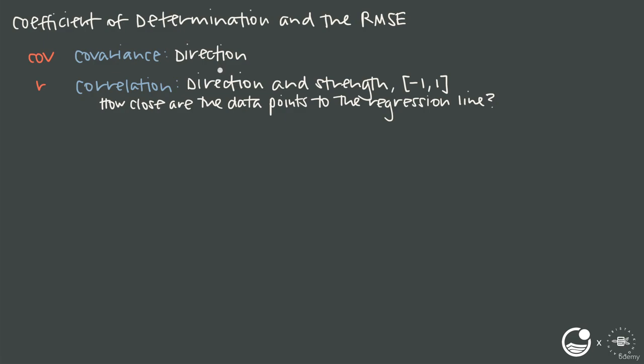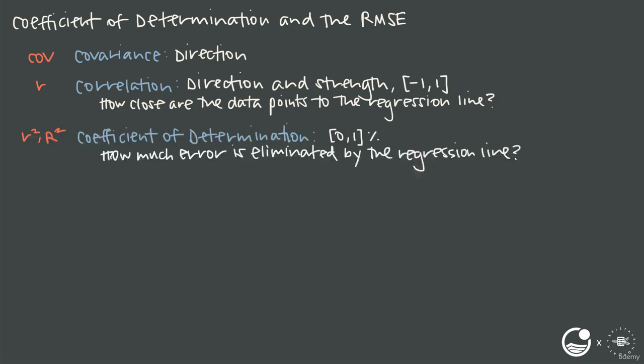Now, if we continue this thread one step further, we can think about the coefficient of determination, which answers the question: how much error is eliminated by using the regression line? Or we could continue this sentence: instead of using the mean of the dependent variable. We indicate the coefficient of determination with a lowercase r squared because it is exactly the square of the correlation, lowercase r, which means that assuming we have the correlation, all we have to do is square its value.